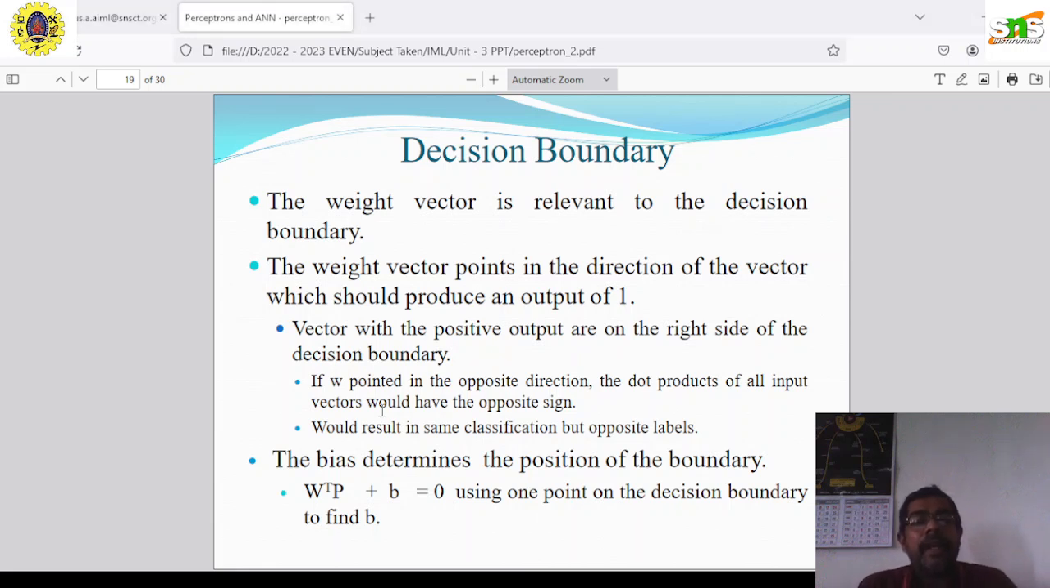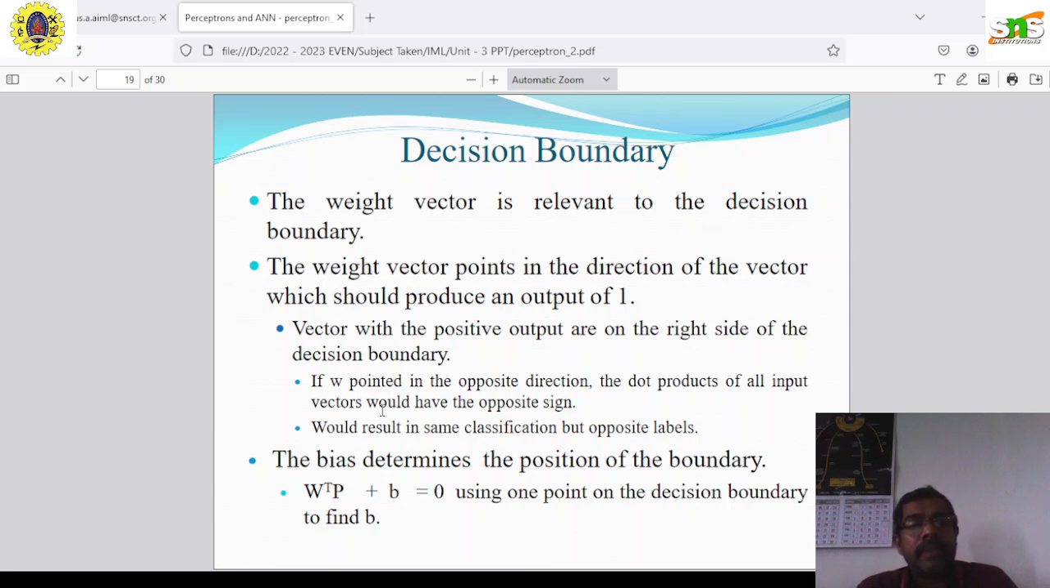Again, now we are going to look at the decision boundary. The weight vector is relevant to the decision boundary. The weight vector points in the direction of the vectors which should produce an output of 1. We already discussed this parameter.